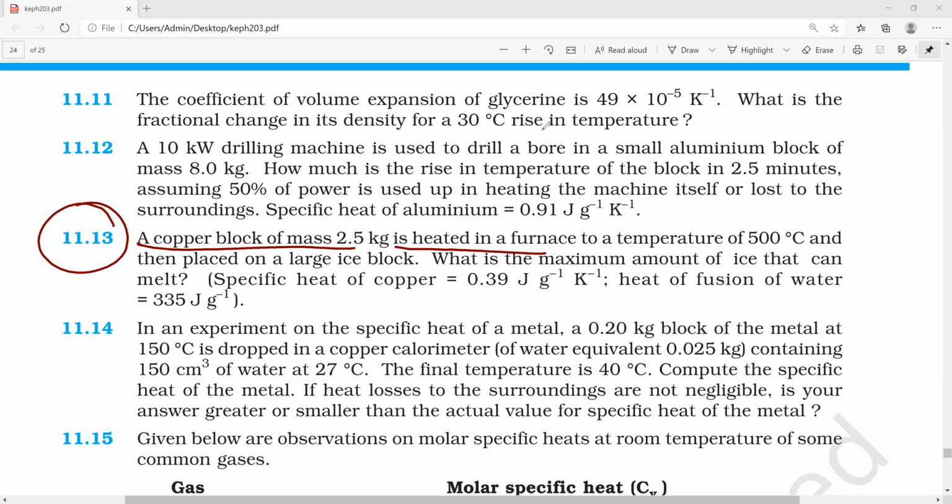A copper block of mass 2.5 kg is heated in a furnace at a temperature of 500 degrees Celsius and then placed on a large ice block. What is the maximum amount of ice that can melt? In the question, specific heat of copper is given, and heat of fusion of water is also given. So let us see how to solve this one.